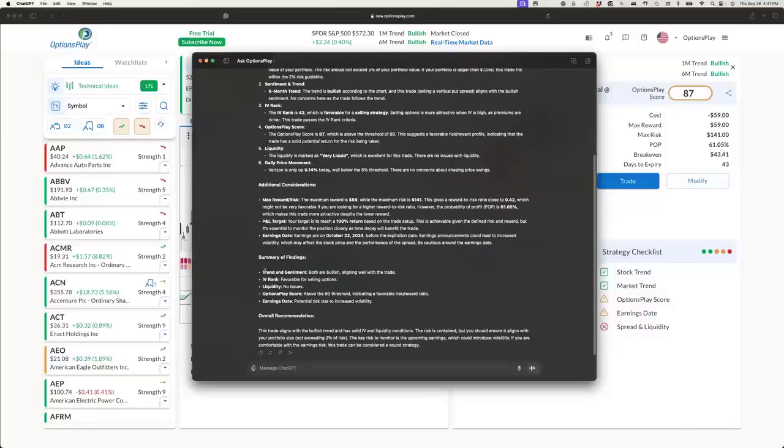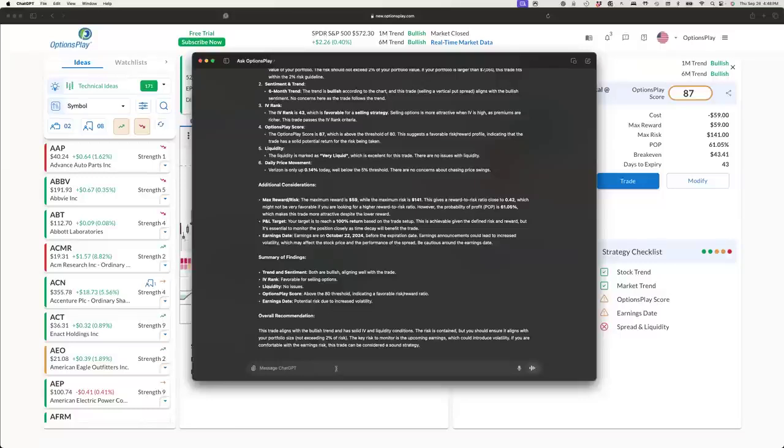So it gives you kind of a summary of your trades, whether you're aligning with the trend, whether you are favorable for buying or selling options, liquidity, OptionsPlay score, and earnings date, looking at everything overall to give you a clear sense for how the trade is stacking up against the criteria that we typically score each trade on. So that you have a much more conscious decision when you're making a trade, whether or not you're aligning with the majority of the rules, or if you're breaking any of these rules. These are the things that we have done to help you better understand.